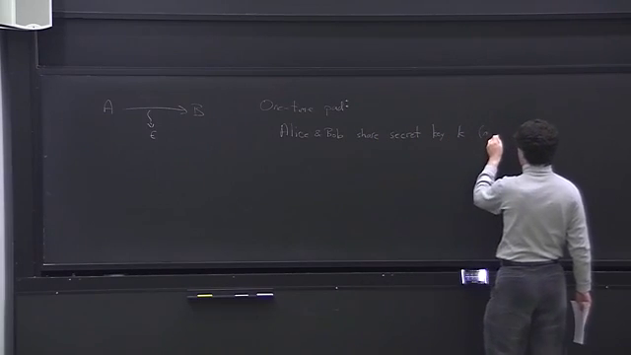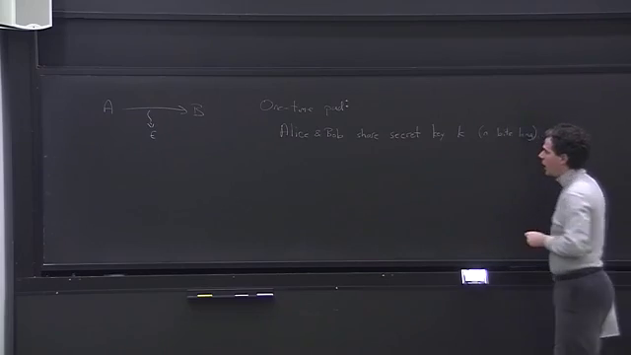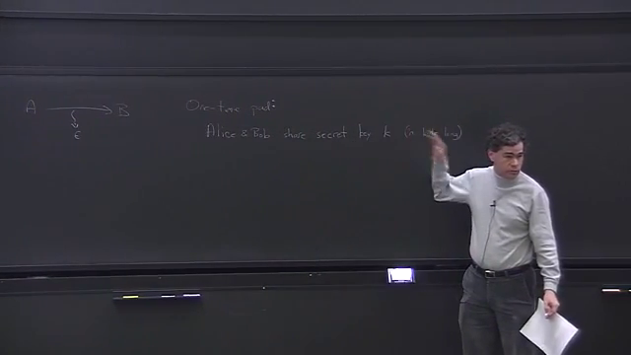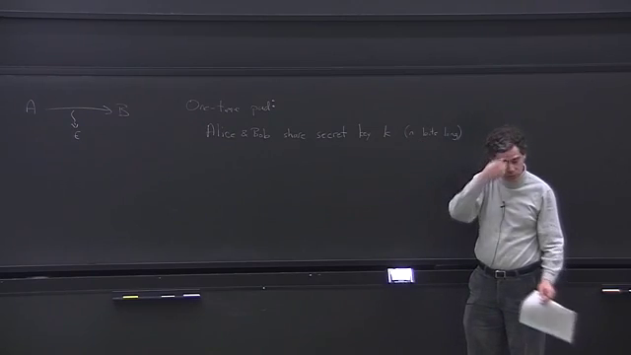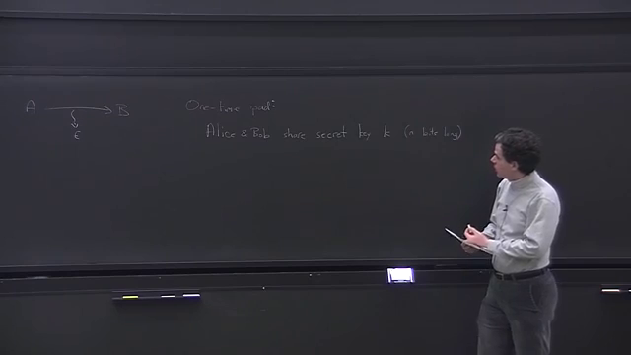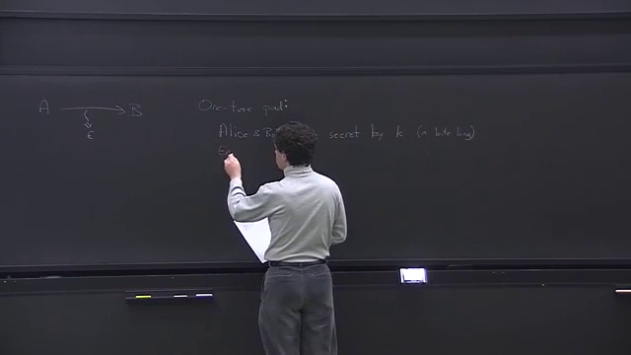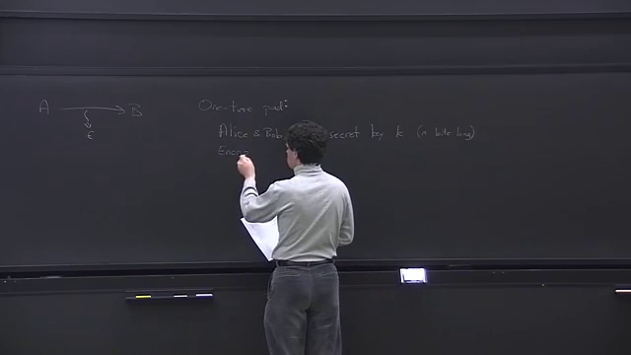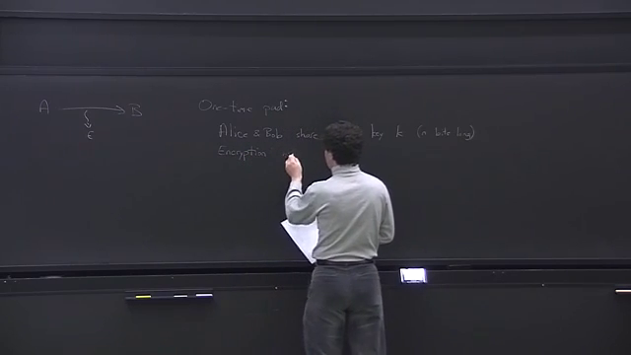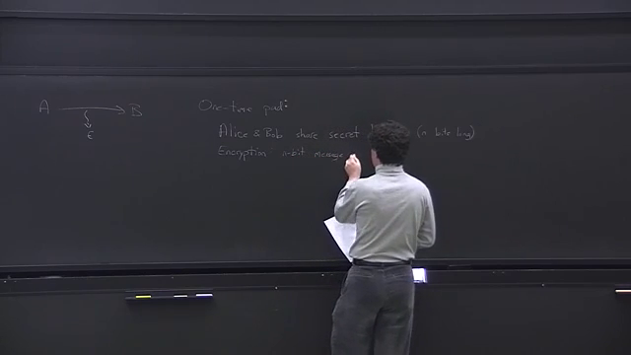And I'm going to assume that this is n bits long. And by secret, I mean that Eve has no idea what it is. So it's completely random from her point of view. OK. And so then in order to encrypt a message, Alice has an n-bit message M that she wants to send.